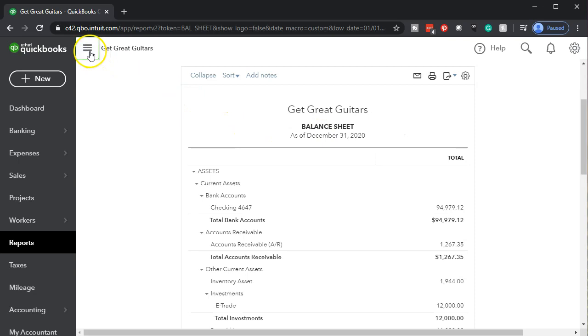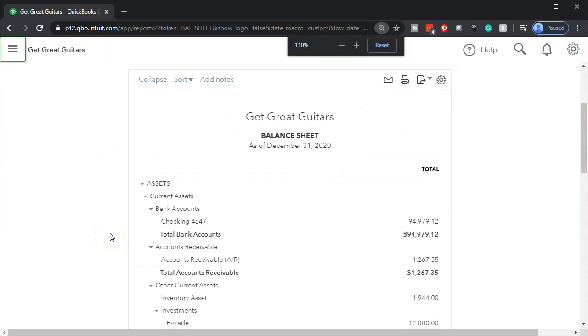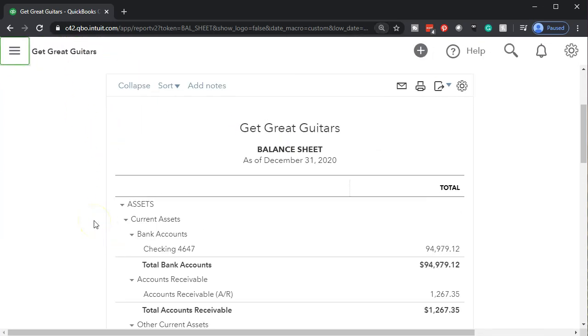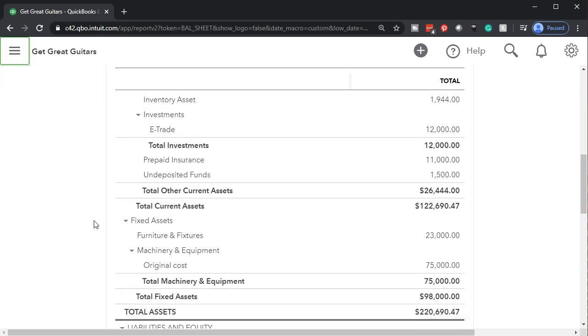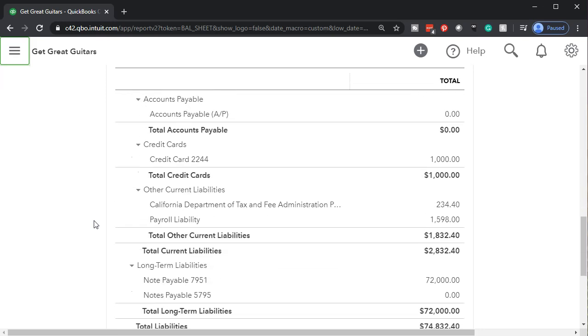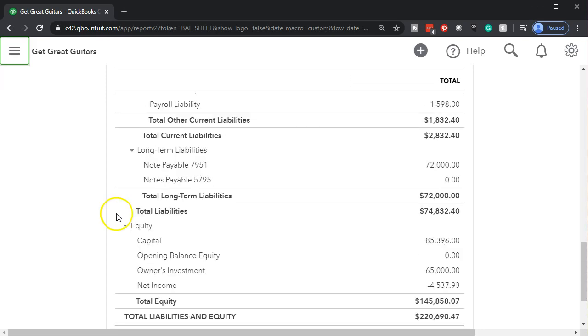Then I'm going to close up the hamburger to get it out of the way so it doesn't bother me, and I've got the 125 on the zoom, holding down control, scrolling up to get there. Now we're going to scroll down to the liabilities. We're concentrating on the loan payable that we had just consolidated to the $72,000.